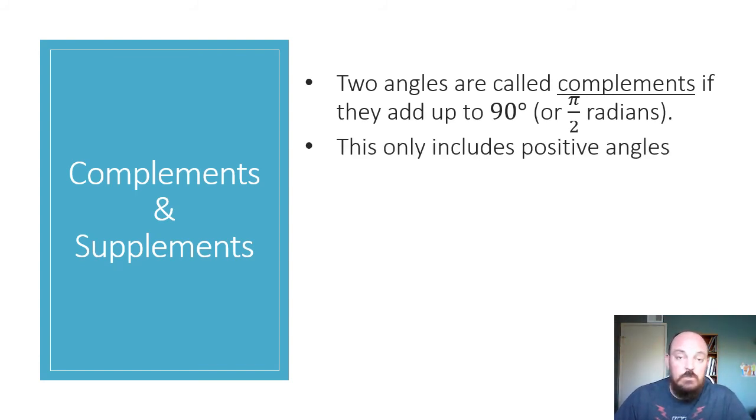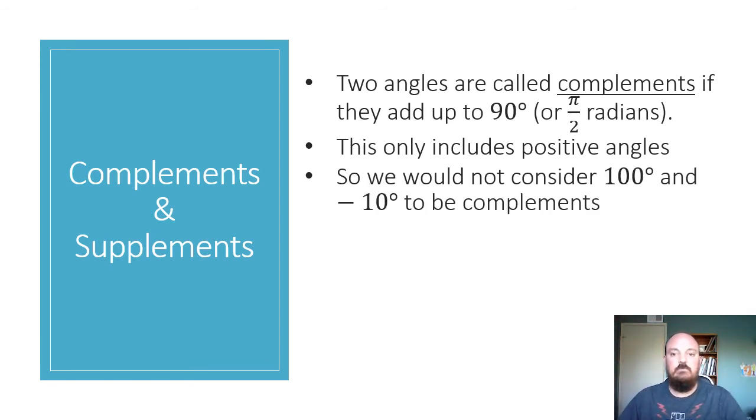This only includes positive angles. So like you can't say 100 degrees and negative 10 degrees are complements because 100 plus negative 10 is 90. A 100-degree angle doesn't have a complement. It's too big. Anything over 90 does not have a complement. And there's my example again. 100 degrees and negative 10 are not complements because you can't use negatives. 100 doesn't even have a complement.